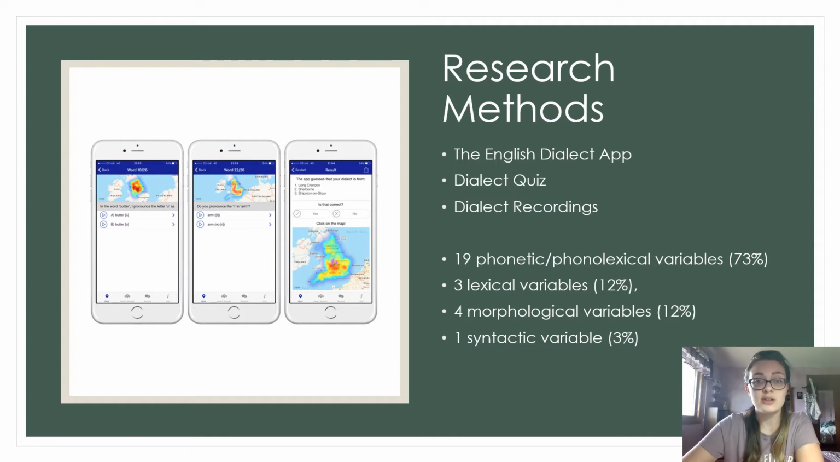In this quiz, participants must indicate variants of 26 words that they use. Based on the data, the app then guesses their local dialect region. The quiz was made up of 19 phonetic and phonolexical variables, 3 lexical variables, 4 morphological variables, and 1 syntactic variable. More than 3,500 users also provided audio recordings.